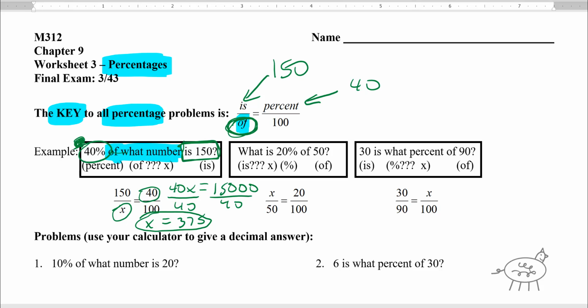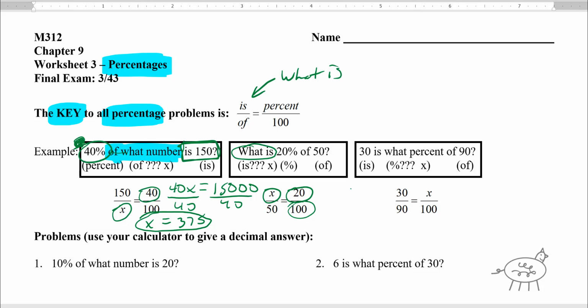All right, let's do the next one. It says, what is 20%? So you take that 20 and put it right here. You always put the 100 here, so you have that there already. What is 20% of? See what it says here, what is? That is your variable. That's the is. So what is, that's x. And then of 50, you put 50 there.